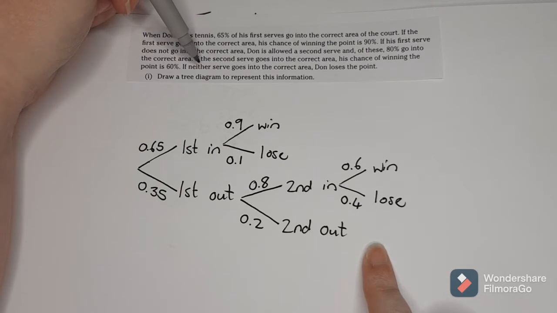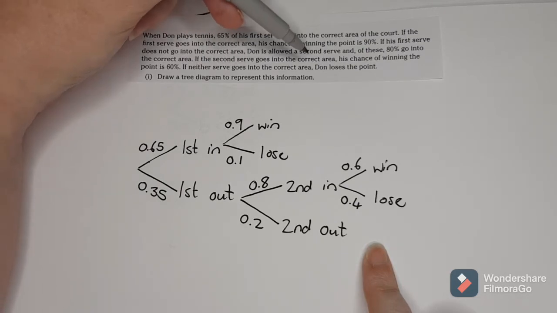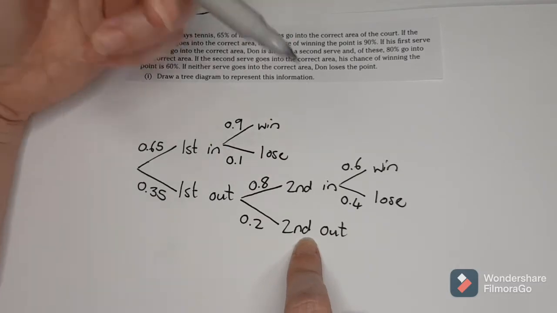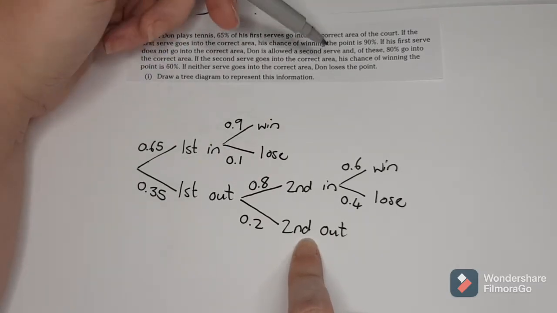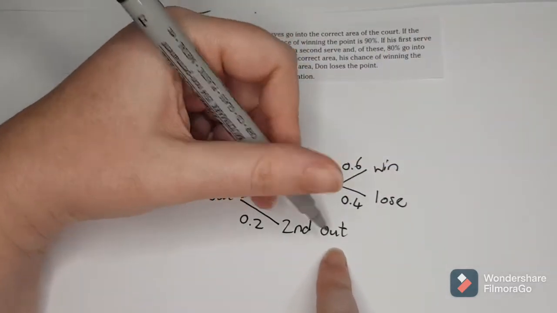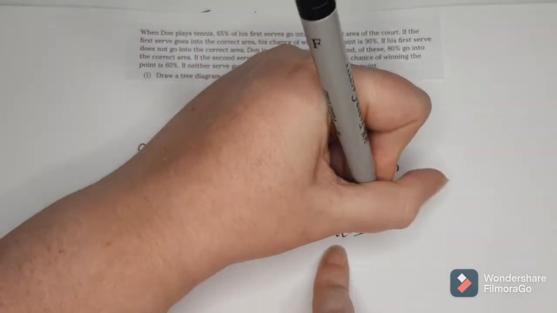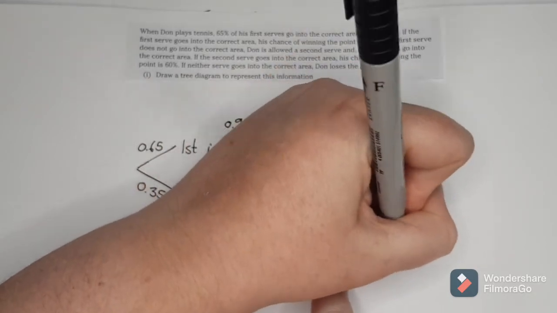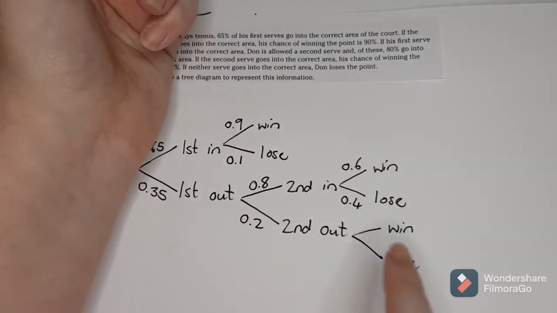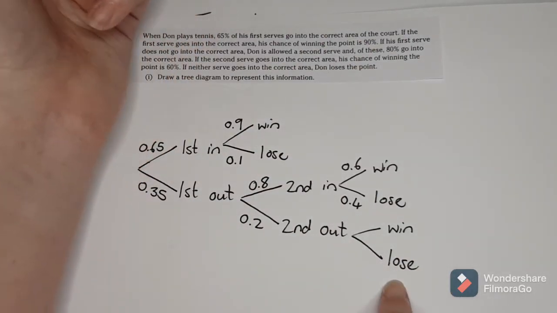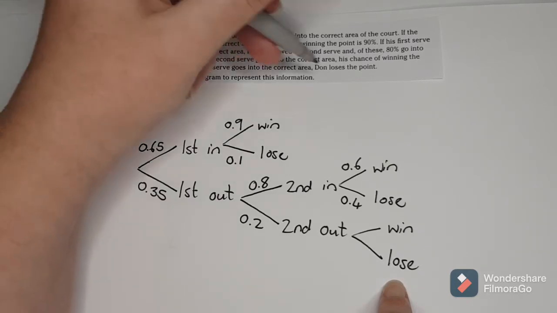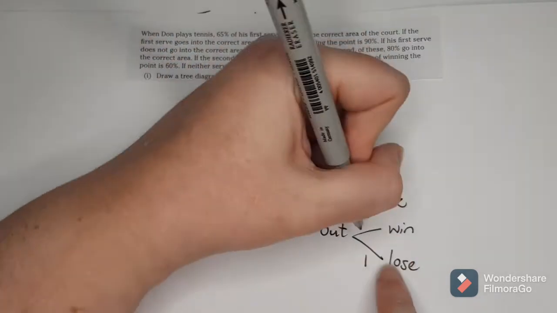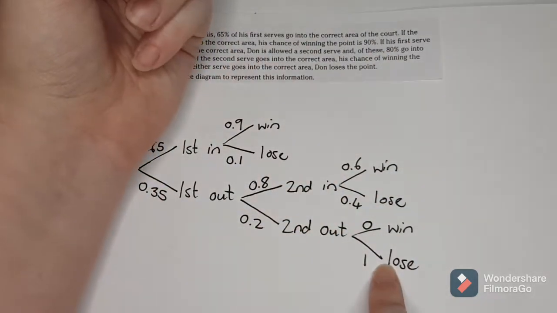Then it says if neither serve goes into the correct area, then he loses. So that means after the second one, if it still went out, then he's going to lose. So if it goes out the second time, his chance of losing is 100% because he will definitely lose, which means that's going to be 1, and his chance of winning is then 0.